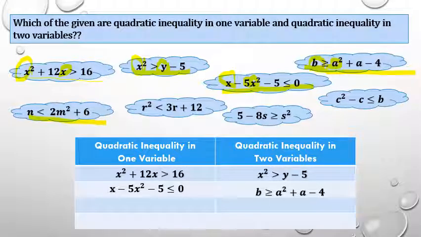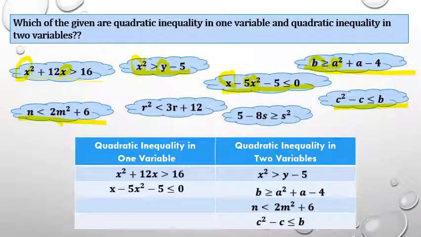Susunod, n is less than 2m squared plus 6. So, anong letters ang makikita sa inequality? Meron tayong n and m. Ibig sabihin, ang given na yan ay quadratic inequality in two variables. Susunod, ito, unahin natin. C squared minus c is less than or equal to b. So, dalawang letters din ang makikita, kaya nasa quadratic inequality in two variables.